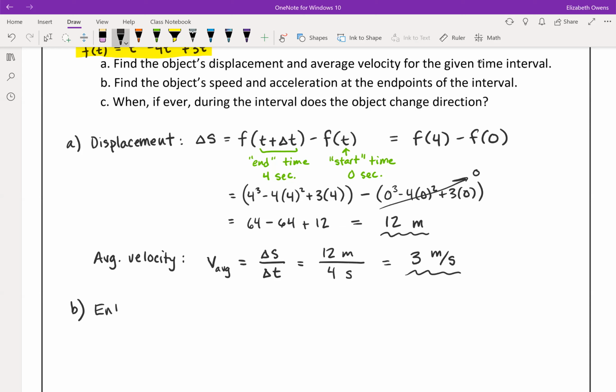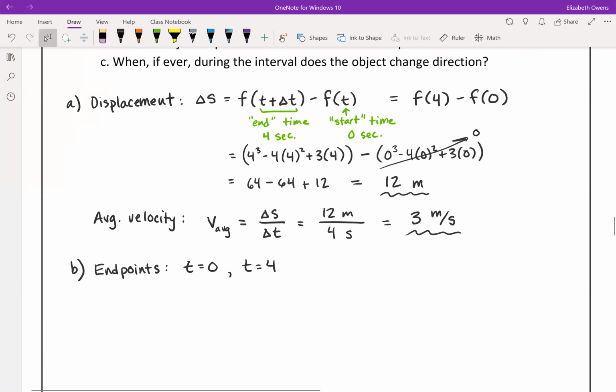So our endpoints are going to be t equals 0 seconds and t equals 4 seconds. So we have two different points that we're looking at, but individually. Okay, so we'll look at the endpoint t equals 0, find speed, find acceleration. We'll look at the endpoint t equals 4, find speed, find acceleration. Okay, let's start with speed.